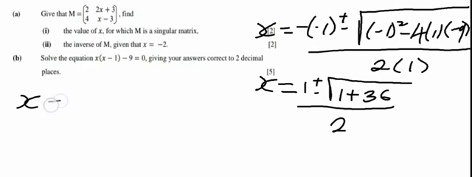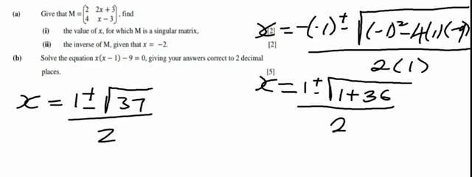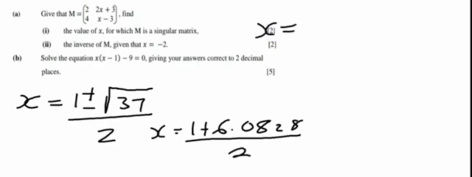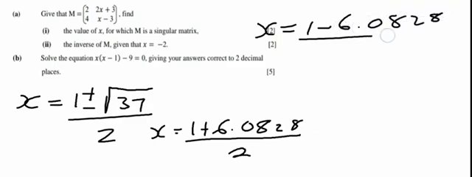Then from there now, x is equal to 1 plus or minus the square root of, so 1 plus 36, we are going to get 37 over 2. So since here we have two signs, plus or minus, which means we are going to have two answers, one for negative and one for positive. So here we have x is equal to 1 plus the square root of 37, it is 6.0828 over 2. For negative, it is x is equal to 1 minus 6.0828, then over 2.